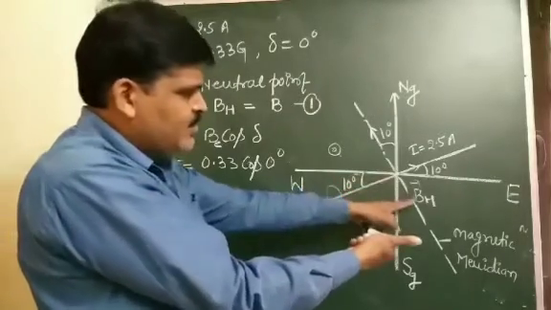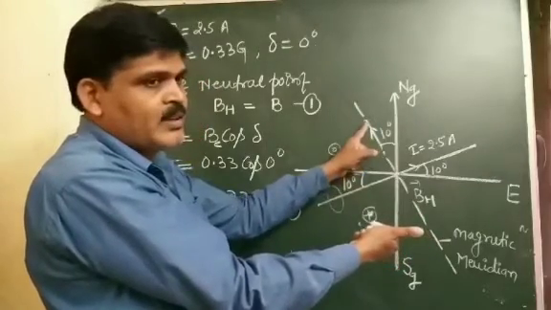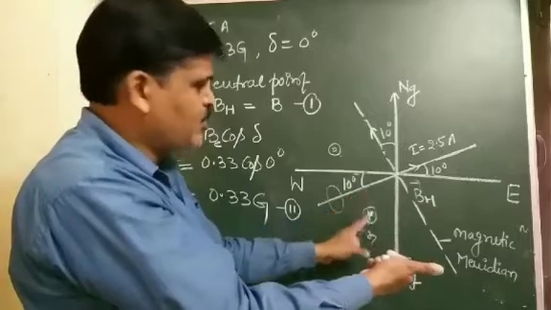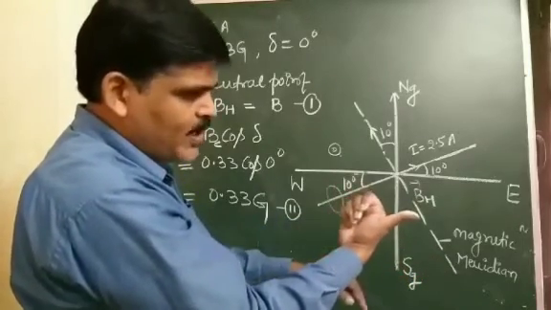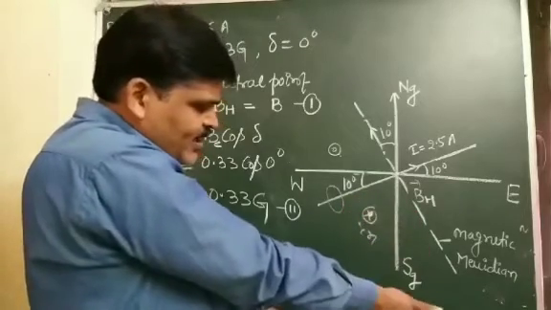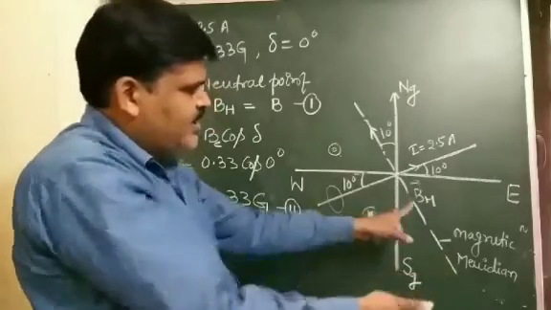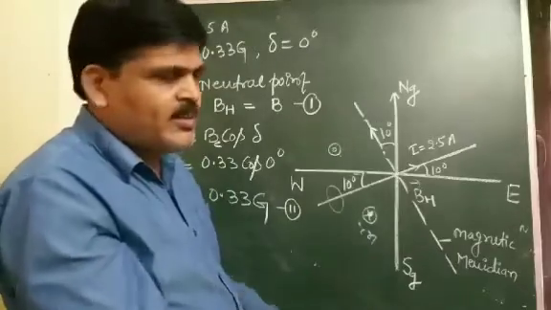And the direction of BH, which is what? From magnetic south to north. If we take the magnetic field below the wire and draw a tangent on it, it gives the direction of the horizontal component of magnetic field. So it will be added.